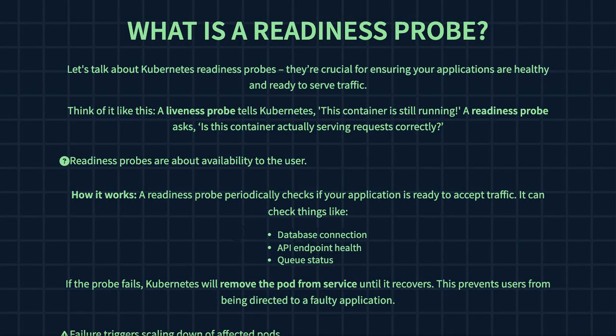Okay, so let's dive into readiness probes. They are a really important part of keeping your Kubernetes applications running smoothly. Think of it like this: liveness probes just tell Kubernetes that a container is still alive, it hasn't crashed. But a readiness probe goes further. It asks, is this thing actually ready to handle requests from users? It checks things like database connections or if an API endpoint is healthy. If the probe fails, Kubernetes smartly takes that pod out of service temporarily until it's back up and running properly, ensuring users aren't getting served by a faulty app.